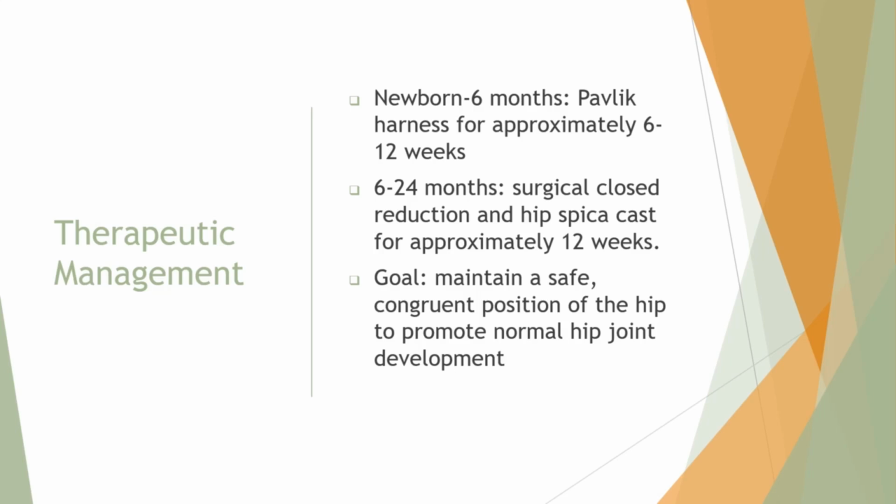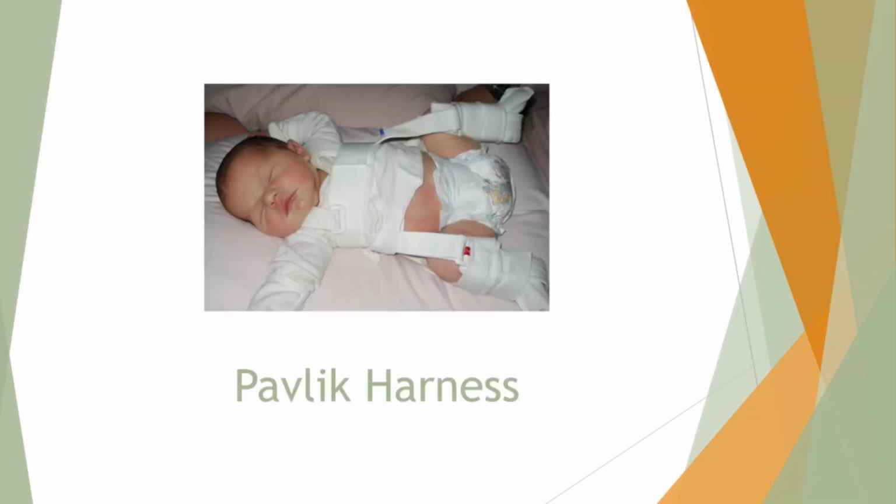And really the main goal is to maintain a safe, congruent position of the hip to promote normal hip joint development. So with the Pavlik harness, which I'll show on the next slide, with time, motion, and gravity, the hip works into a more abducted, reduced position. So this is something that needs to be worn continuously until the hip is stable, clinically and on ultrasound. So again, like I had said, it's typically worn for about 6 to 12 weeks. So here is an image showing the Pavlik harness. And again, teaching would have to go along with this.